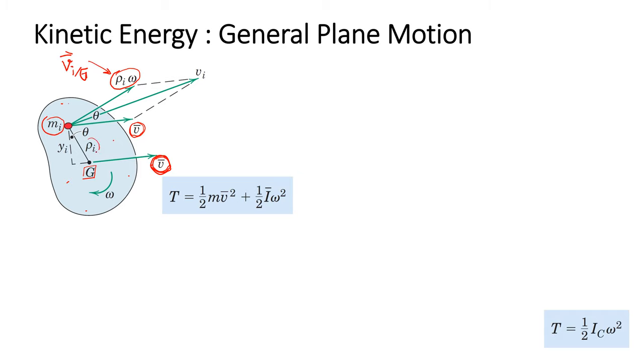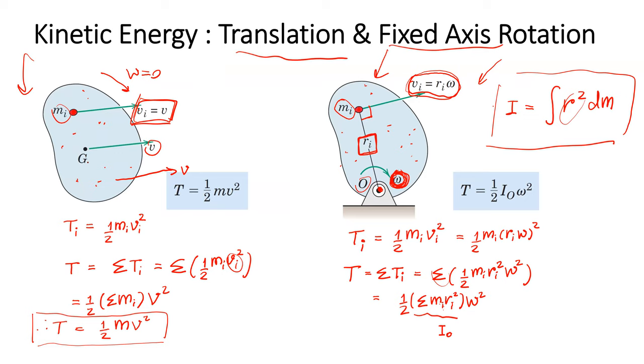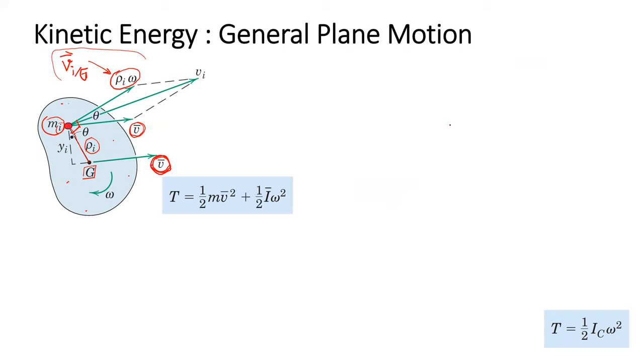Here rho is the distance measured from point I to the center of gravity, and the direction of the relative velocity is perpendicular to the radius, like this one. This vector is the relative velocity of any point I with respect to the rotational axis O. This one is the relative velocity of any point I with respect to the center of gravity G. And the vector is perpendicular to the radius.